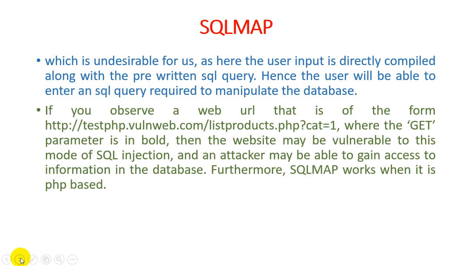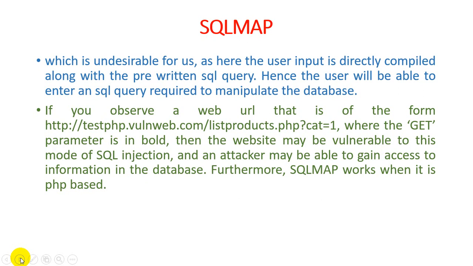If you observe a web URL, for example test.php, vulnerabilityweb.com, listproduct.php, category 1. After the question mark, whatever you find is nothing but the query string, and this data is passed with the help of the GET parameter. Then it is seen in the URL. The websites may be vulnerable to this mode of SQL injection, because the user knows which data is passed and how it works, because it is seen in the URL. And the attacker may be able to gain access to information in the database.